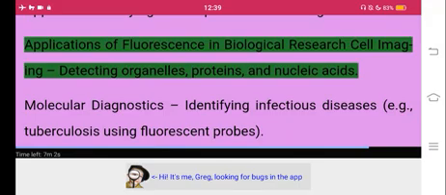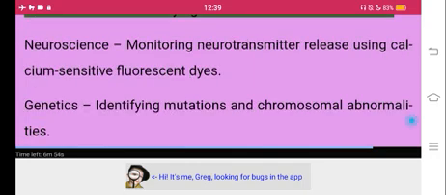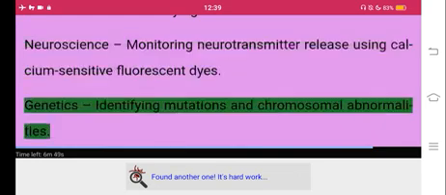Applications of fluorescence in biological research: cell imaging, detecting organelles, proteins, and nucleic acids. Molecular diagnostics. Identifying infectious diseases, e.g., tuberculosis using fluorescent probes. Cancer research. Studying tumor markers and metastasis. Neuroscience. Monitoring neurotransmitter release using calcium-sensitive fluorescent dyes. Genetics. Identifying mutations and chromosomal abnormalities.